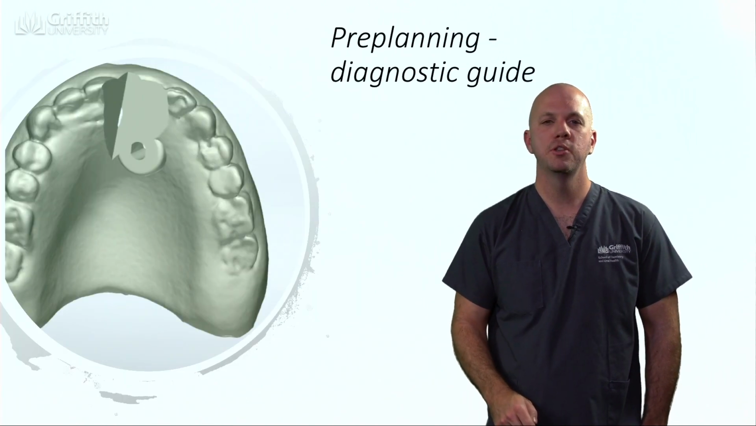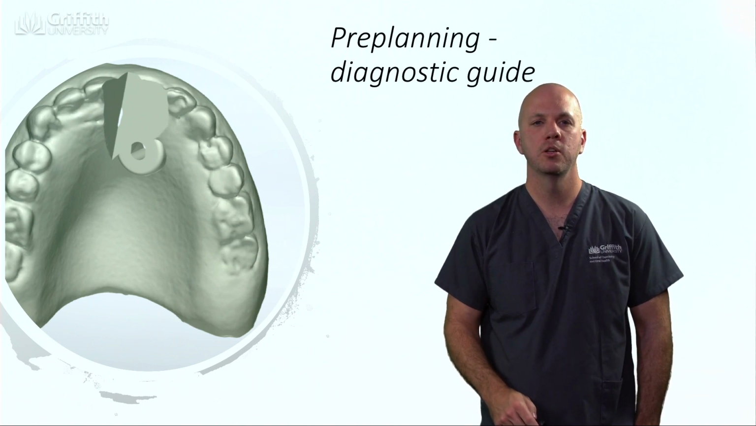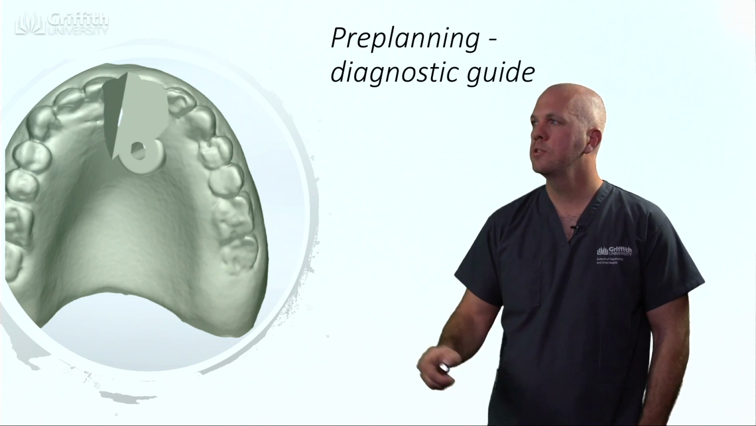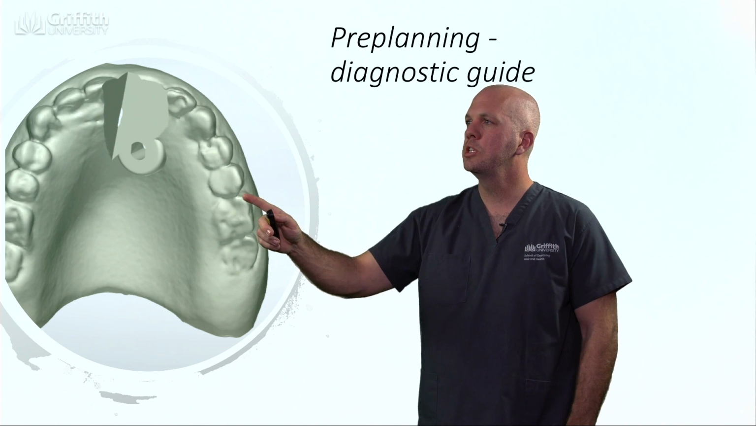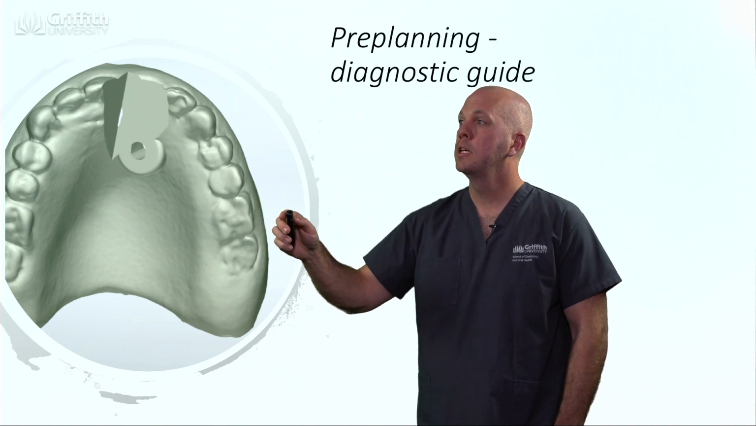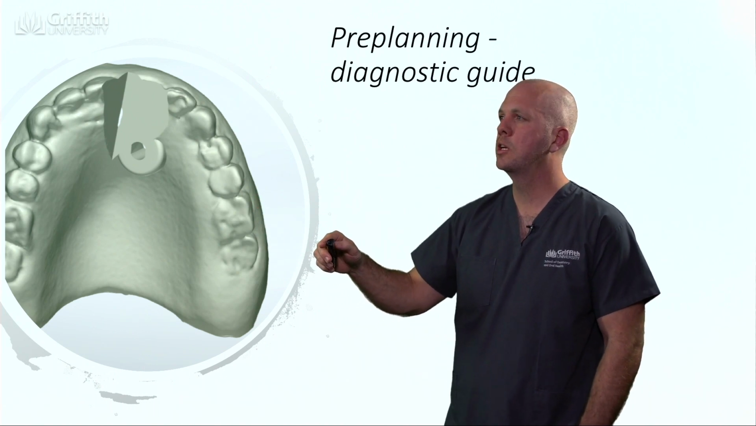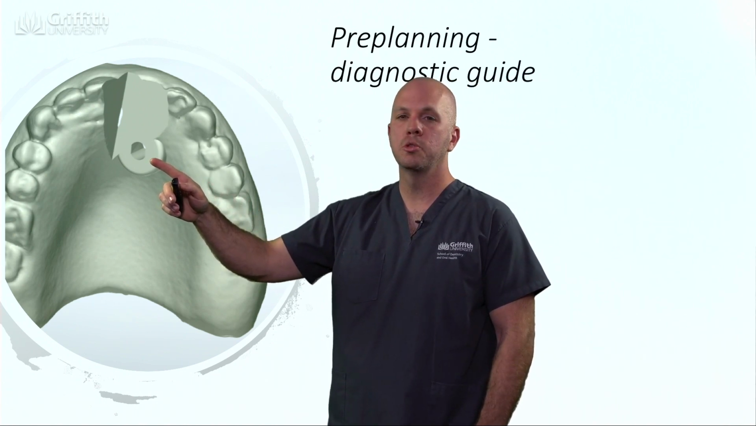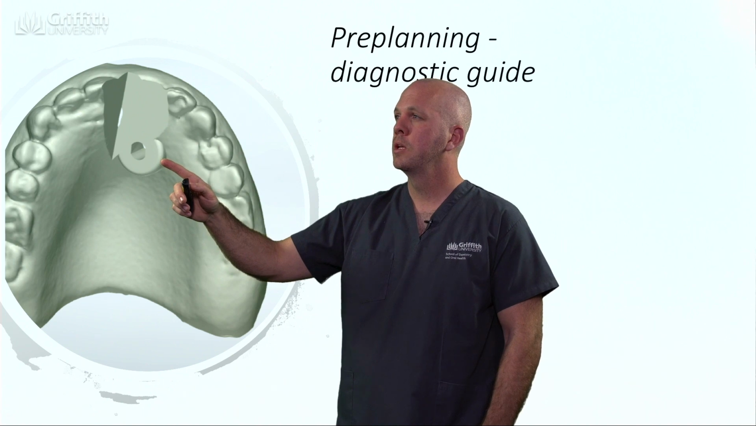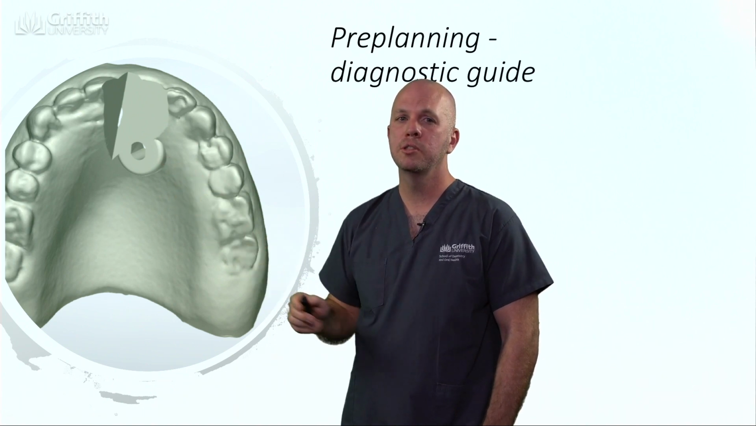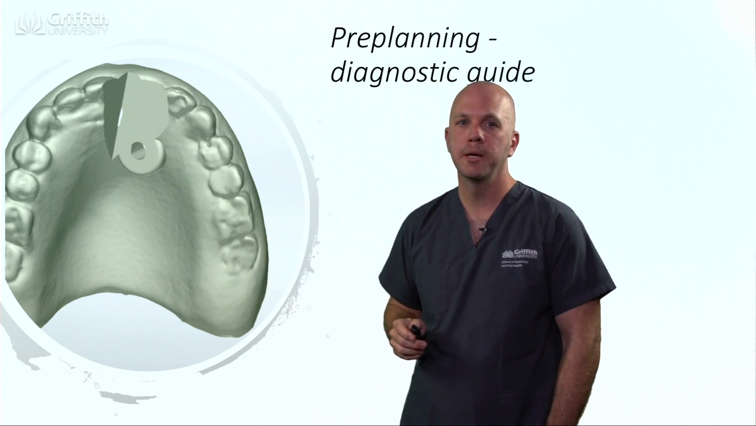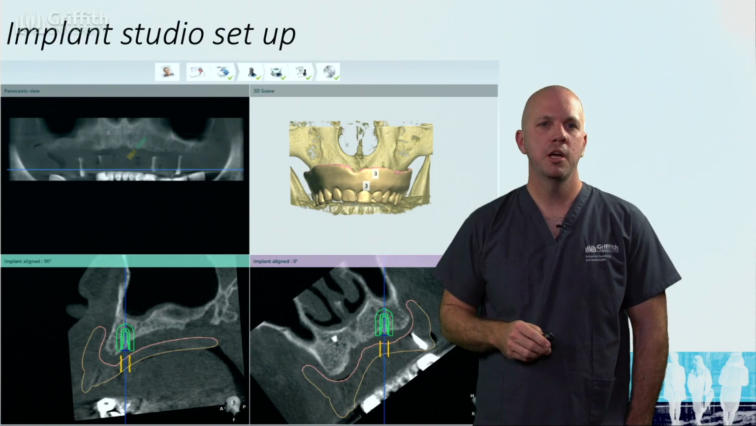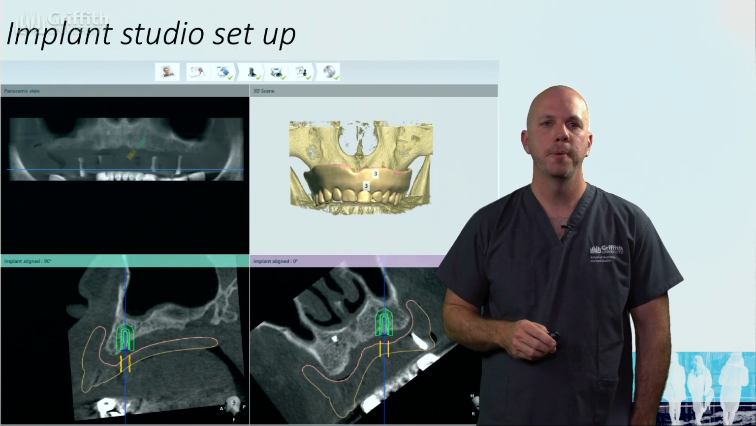In order to guide the surgery, we need to make a diagnostic guide. We can see here, this is a digital representation of the guide. It's a copy of the patient's current denture that then has a guide there for the oral surgeon to drill directly into the bone. This minimises bone loss and also makes the surgery quicker. This was designed on a program called Implant Studio.